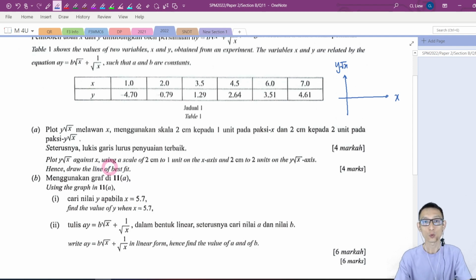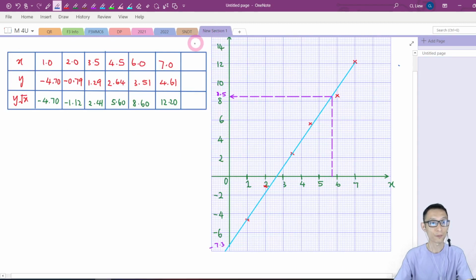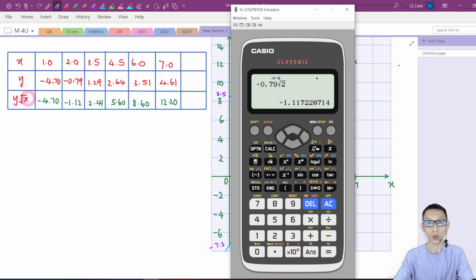So first we need to calculate the values for this one. This one we don't have to calculate. We already have all the values here, because I already calculated them just now. Now, how do I get all these values? It's actually very simple. You just need to take out your calculator. We want y times square root of x, right? So you just press this one times square root of this.